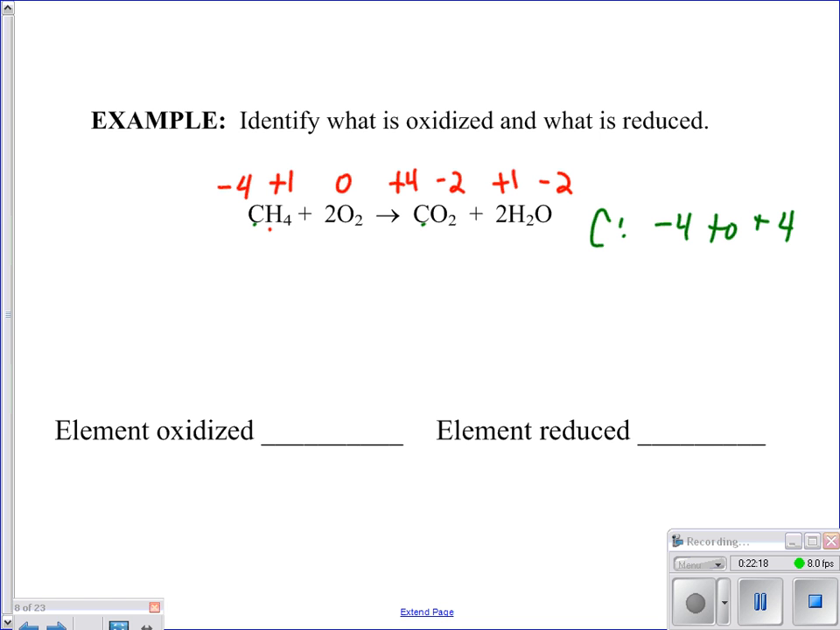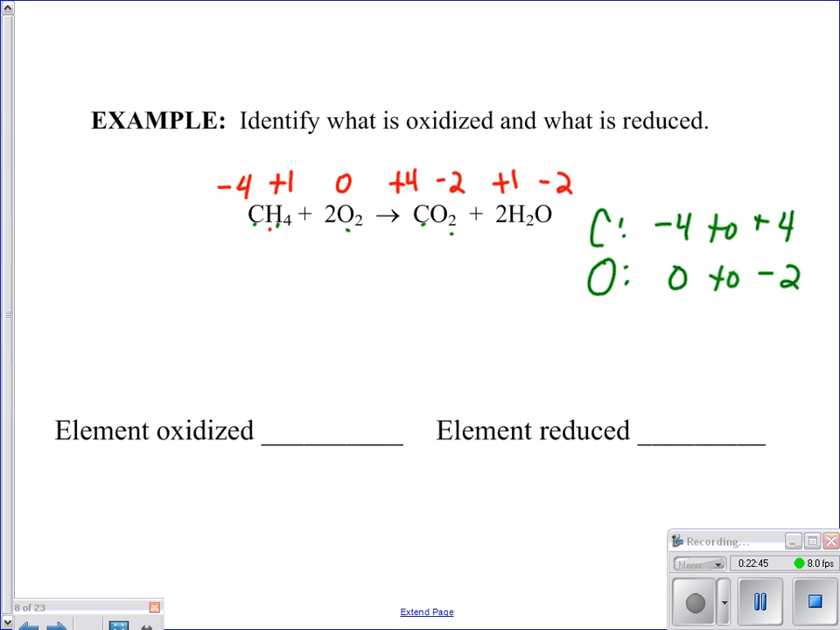So we see that as a change. Next one I come across is my hydrogen. +1, +1, no changes going on. It stays the same on each side. So there is no change taking place. Oxygen, yeah, there's a change taking place. Goes from 0 on the left-hand side to -2 on the right-hand side. So those are the changes that we note.